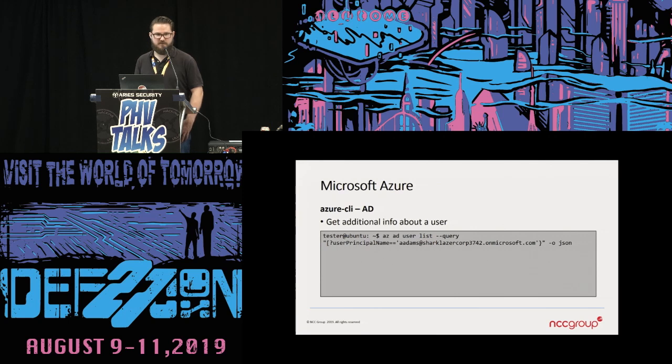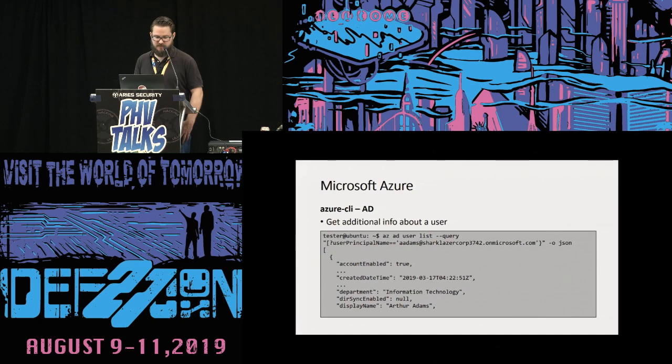So first thing we want to do, once we've got a username that we want to audit, we want to get some additional information about the user. So we'll run this command specifying the user ID, and we get a bunch more output. And we can see that the user's name is Arthur Adams. Arthur works in the Information Technology Department, and Arthur's account was created in March of this year. So pretty new user.